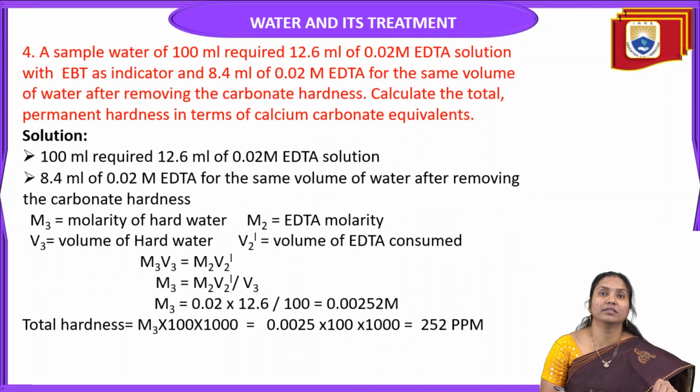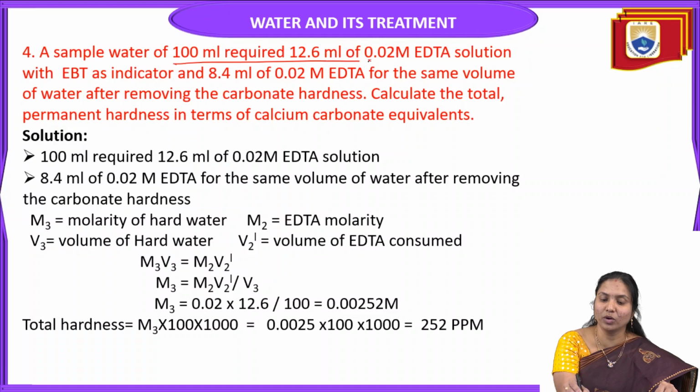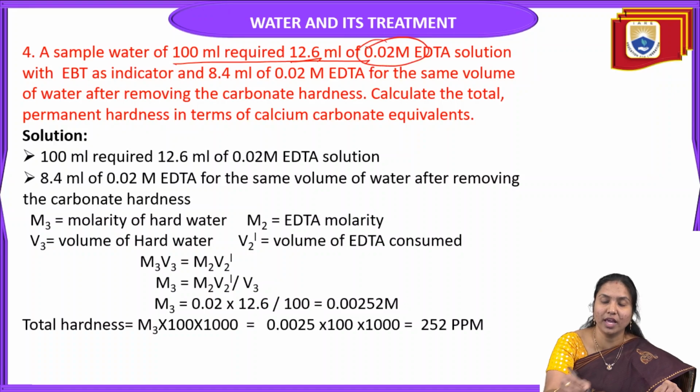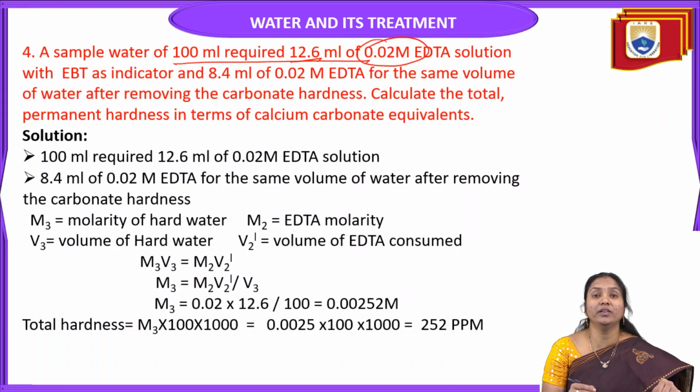Next one: a sample of water of 100 ml required 12.6 ml of 0.02 M EDTA solution with EBT as indicator. So the given water sample volume is 100 ml and it required 12.6 ml of EDTA, and the molarity of the EDTA solution is 0.02 M. And already we know that in this procedure of the EDTA method, which indicator are we using here? Eriochrome Black T, the EBT indicator.